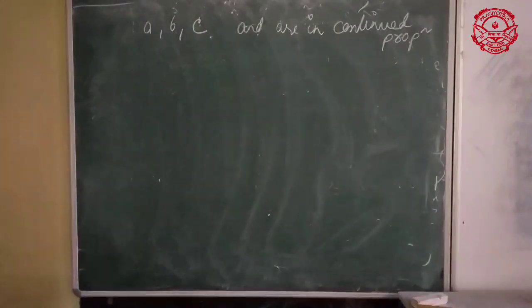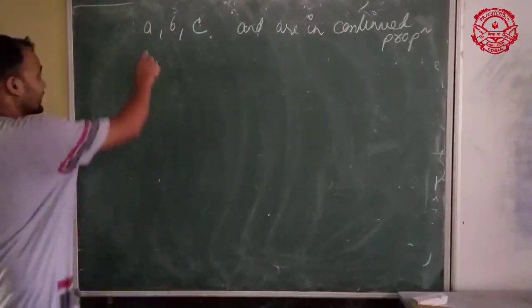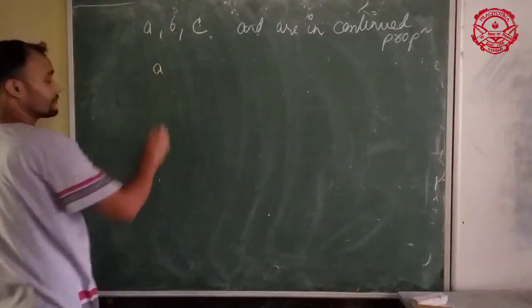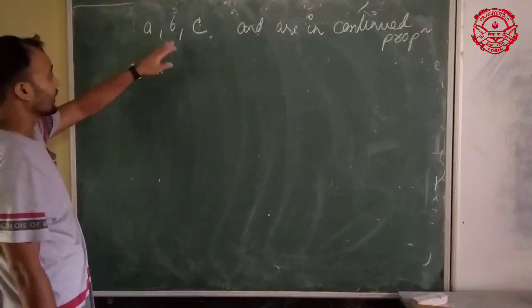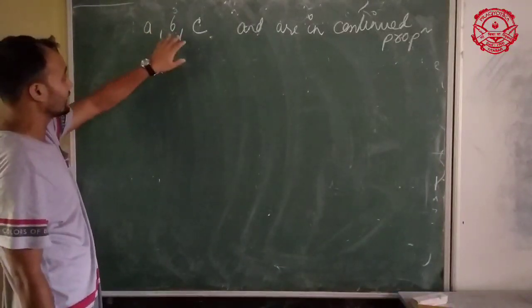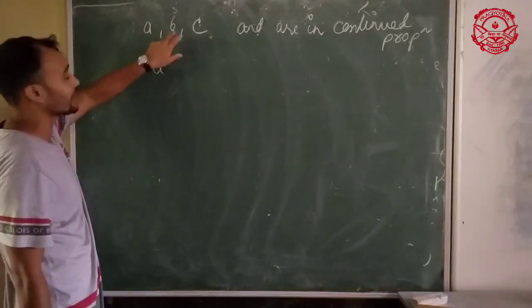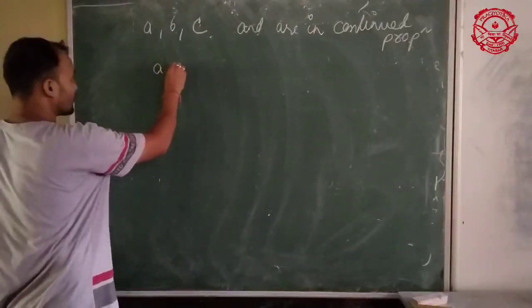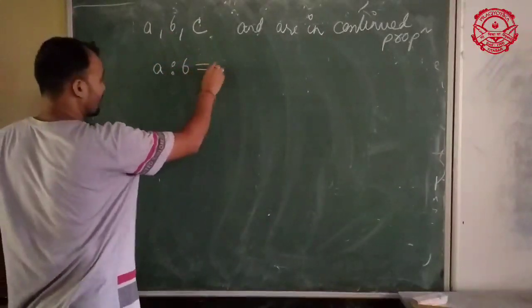Now see, continued means they are continuing. Here A is the first term. How can we continue? The B, the middle term, has to get continued. Now A is to B is equal to B is to C.